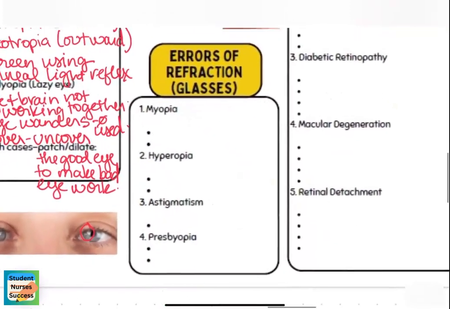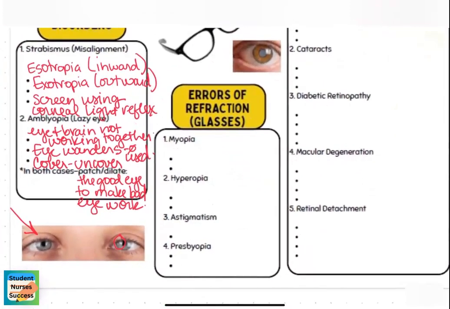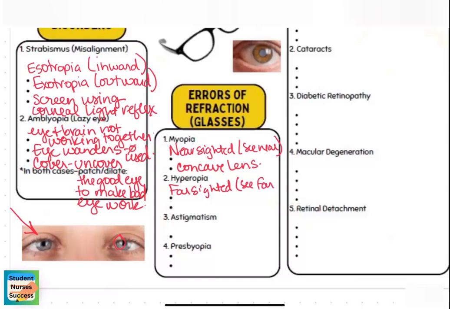Let's move on to errors of refraction, or the need for glasses. We've got a couple to talk about, the first of which is myopia. Myopia is referred to as nearsightedness, which means you can see near. Can't really see far, but you can see near very well. In this particular case, the lens is more of a concave shape. In hyperopia, that's called farsightedness, meaning you can see far. The lens is more of a convex shape.